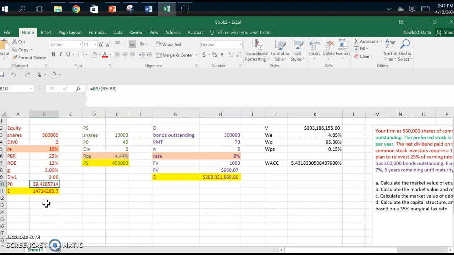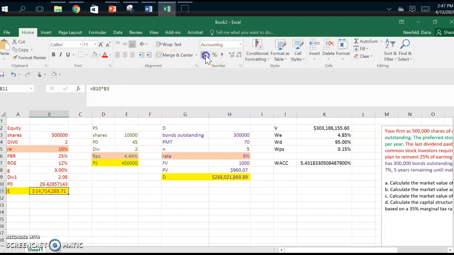So now I know some critical information necessary to do my WACC calculation. I already knew RE, the cost of equity, was 10%, or cost of common stock 10%. Then I can use the market value per share and the number of shares outstanding to figure out the market value of equity, which in this case is 14.7 million, roughly. Okay, so this is RE and this is E, the market value of equity.